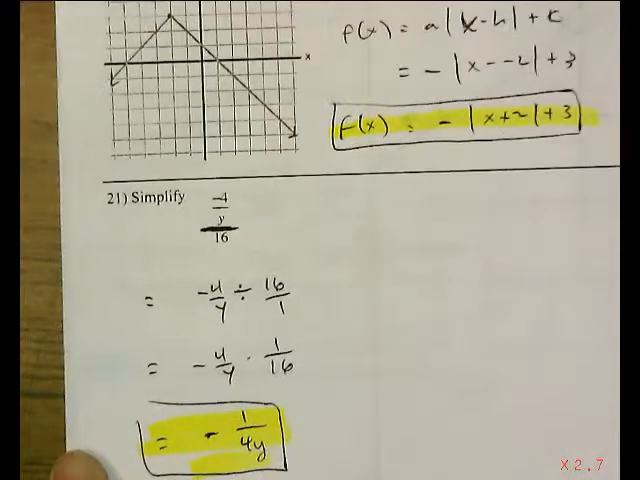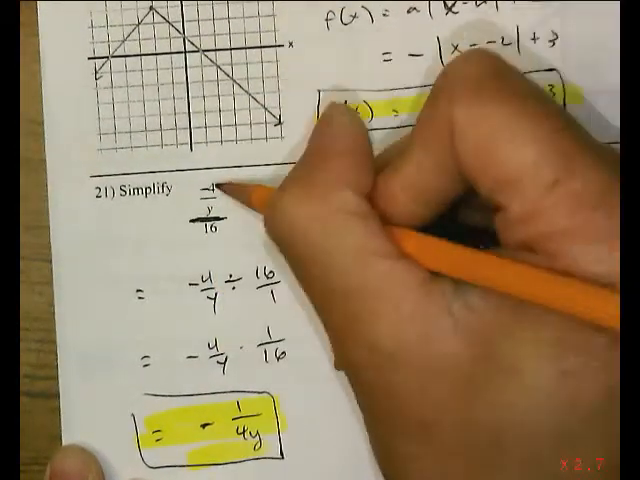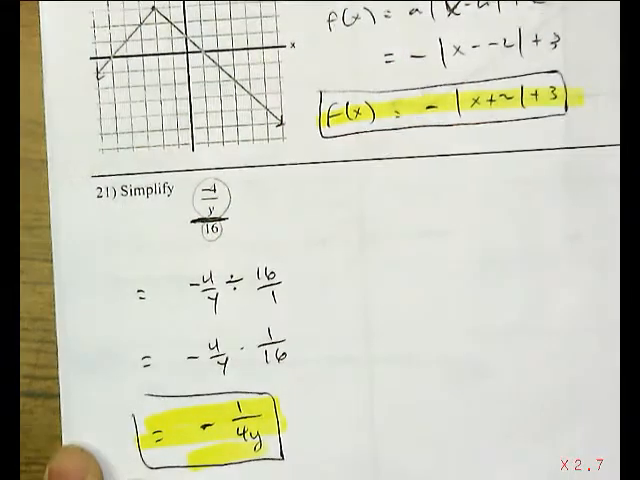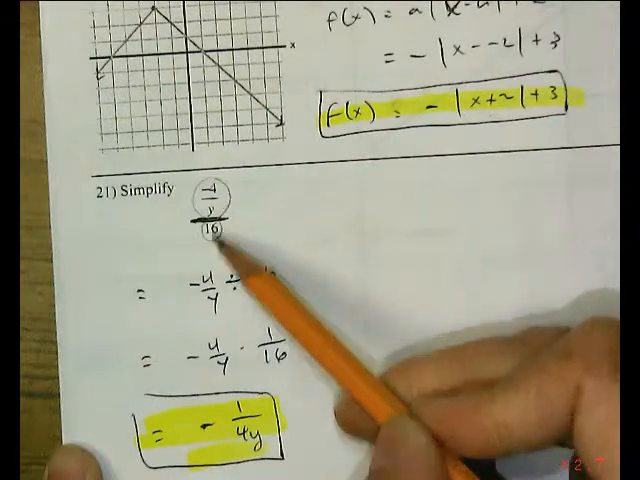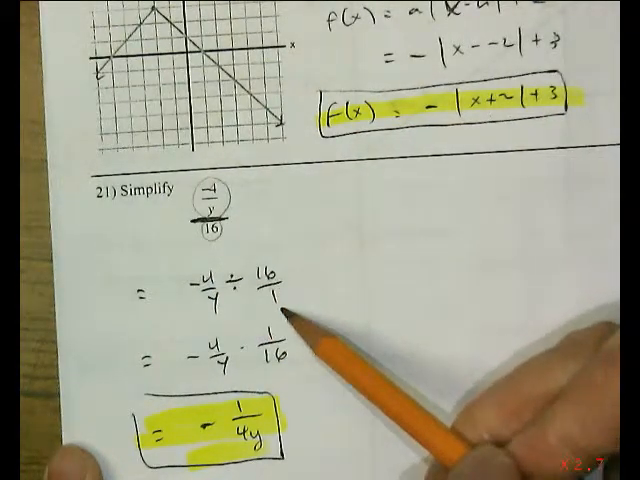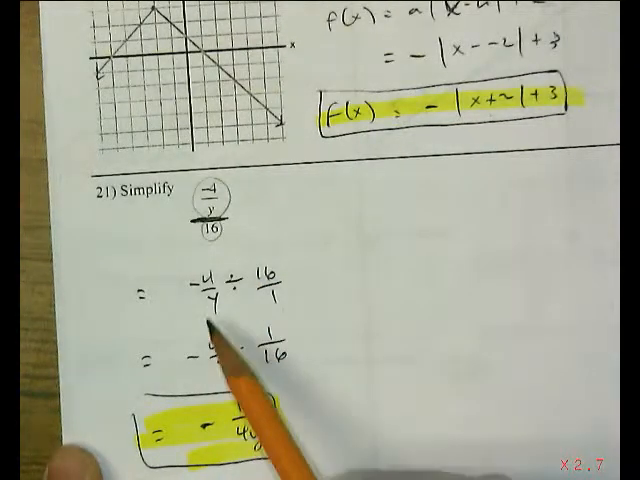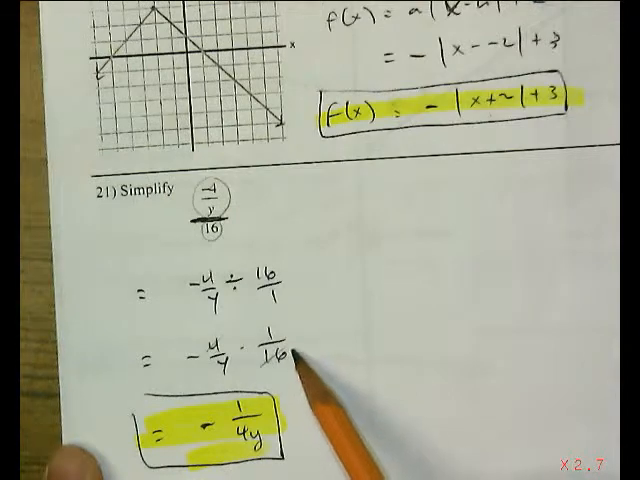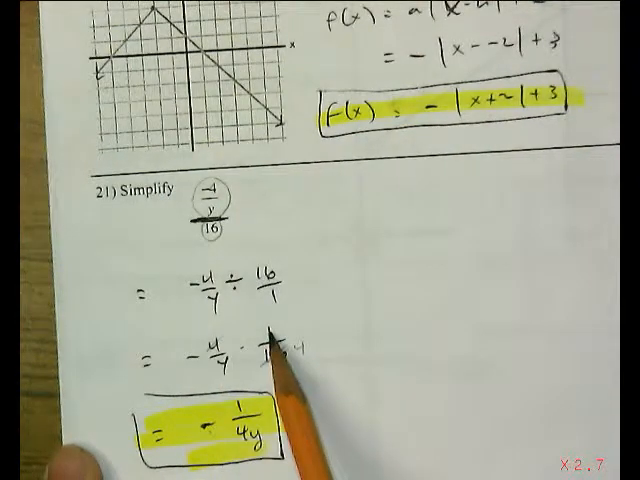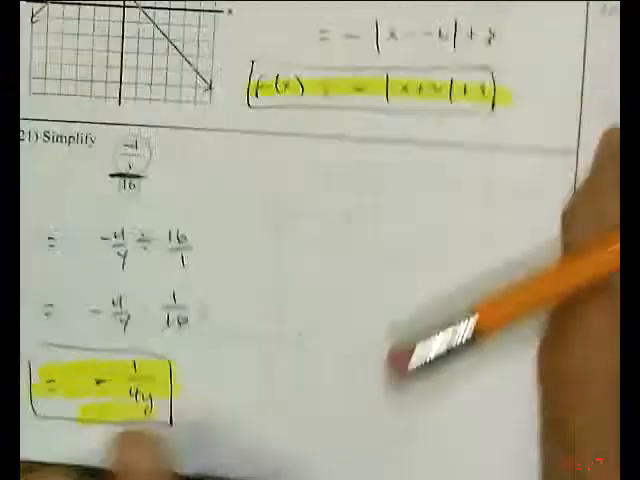Question number 21. Hopefully I made it very obvious with this darkened line that here is the numerator, and this is the denominator. Negative 4 over y divided by 16, it makes 16 a fraction. Change it to multiplication, take the reciprocal, and now I'm just going to cross-cancel my 4's there. You're left with 4 here. So negative times positive is negative. What I have left is a 1 in the numerator and 4y in the denominator.